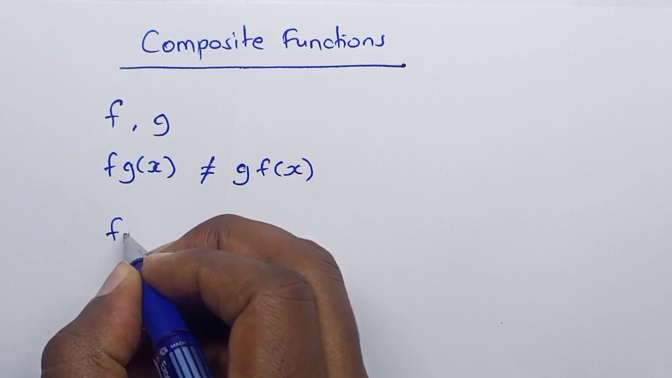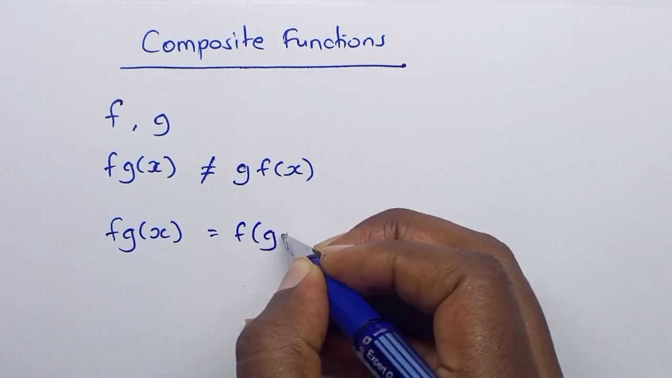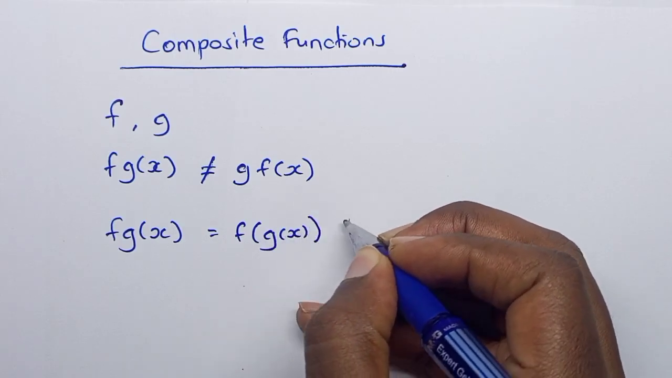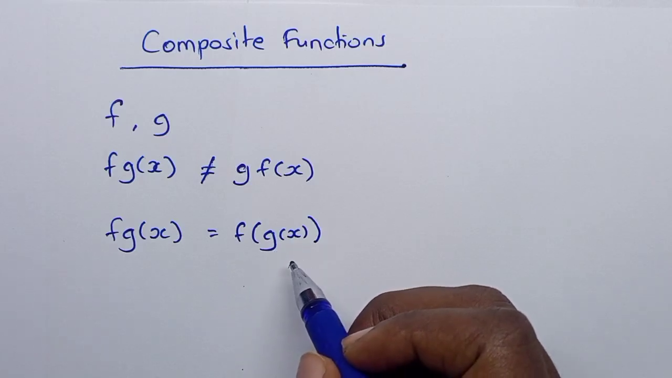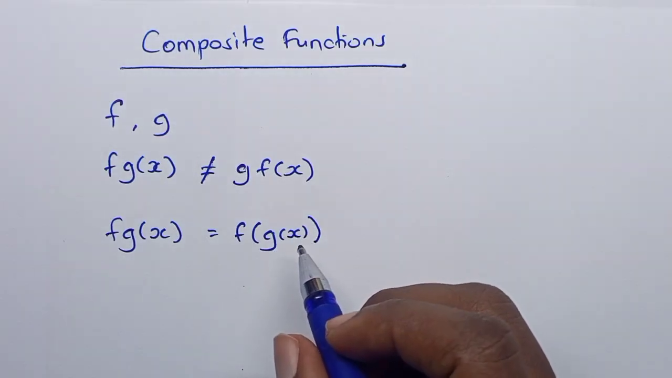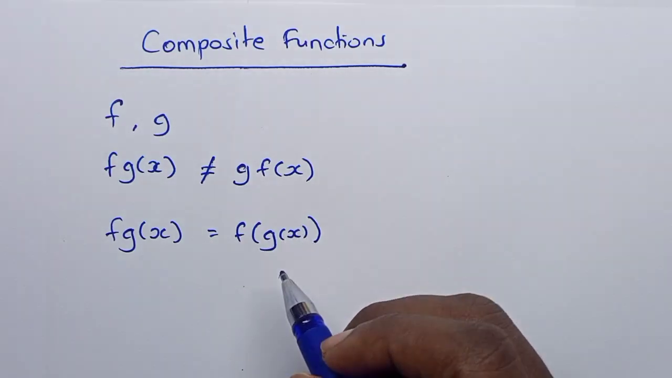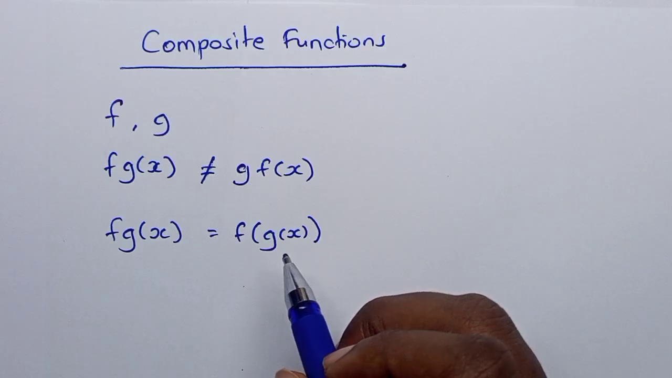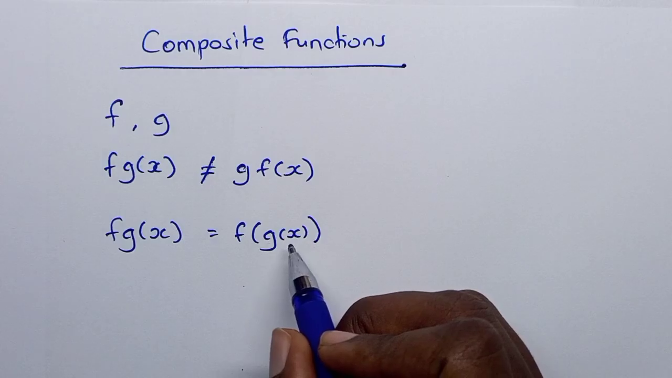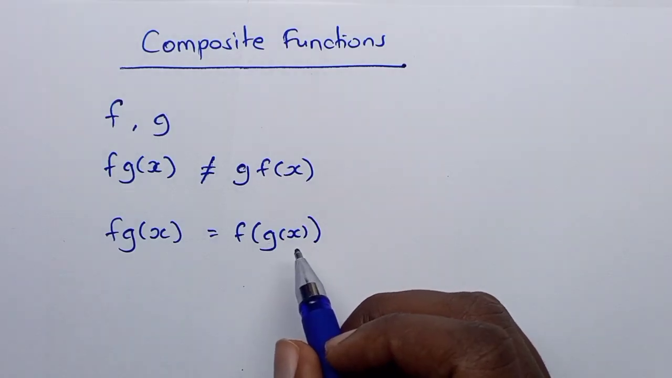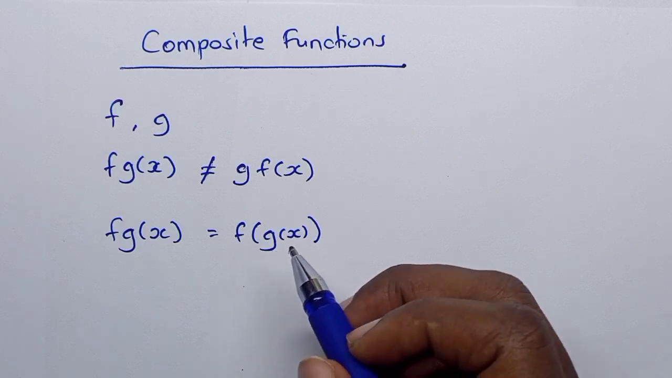Now, f of g of x could be written as f of g of x. This shows that the inner function, which is g of x, has to be applied first before the other function, which is f. Now, to evaluate a composition of a function for a numerical value, we can just substitute the value into the inside function and then use that value or the result of the function to substitute it into the outside function, which is f.